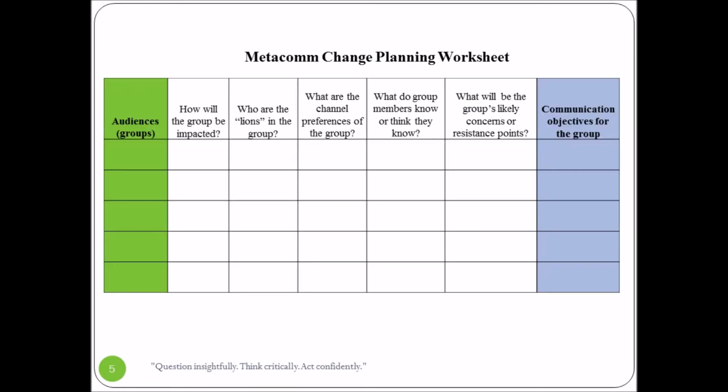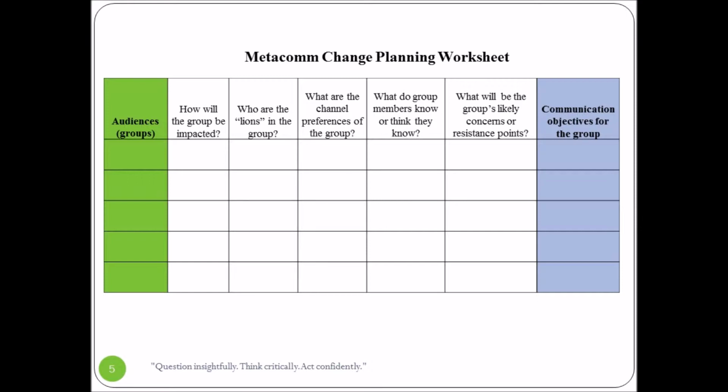What I have at this point is a planning worksheet. This is what we use when we help companies go through major changes. And this is an example of how you might approach audience analysis. What we do is we take a look at the different stakeholders or audiences or groups that might be affected by the change. And we identify different factors such as how will each group be impacted, or who are the key opinion leaders in each group, channel and the like, and key concerns.